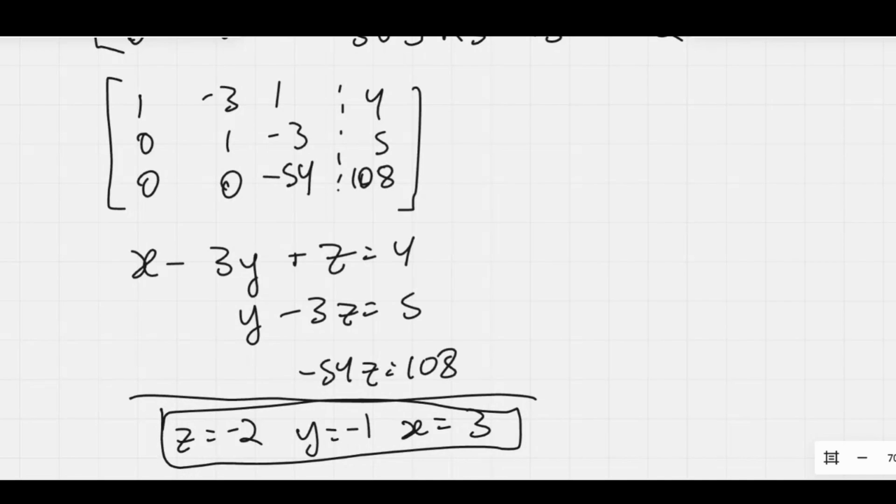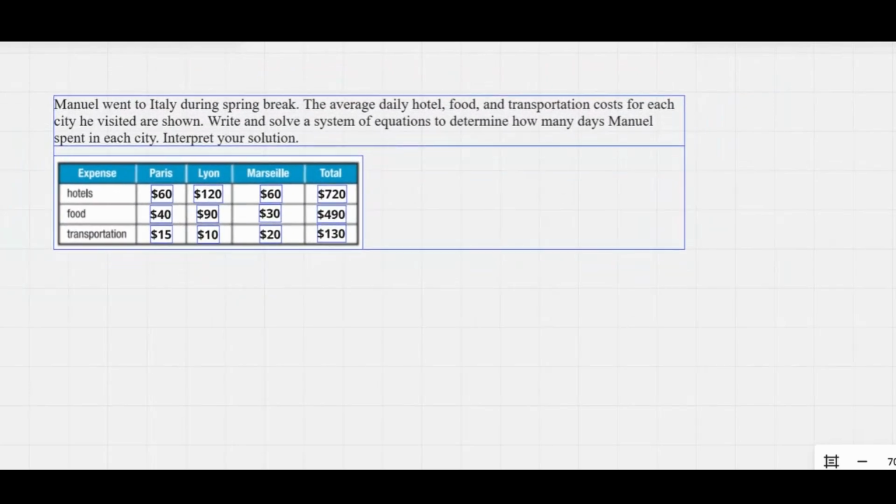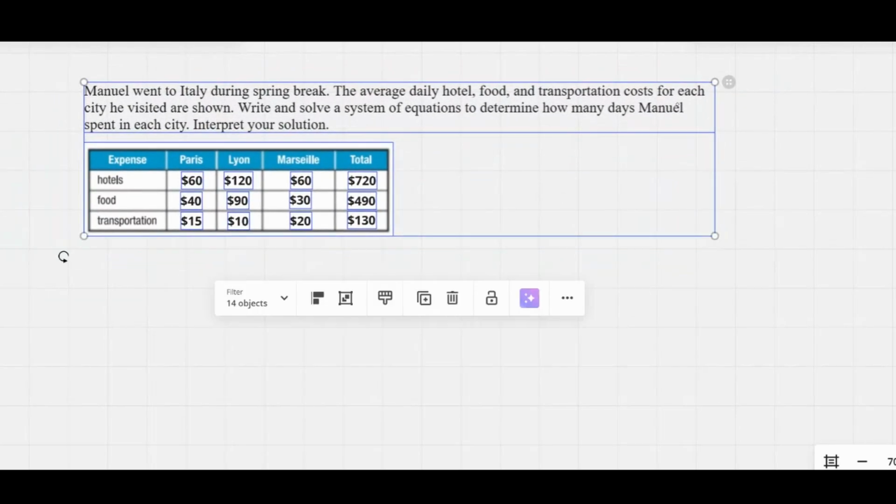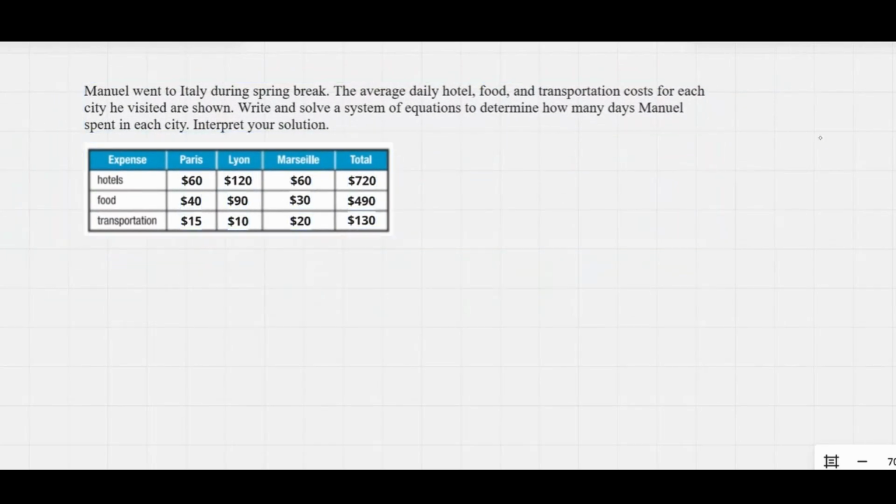Let's look at a real-world example of Gaussian elimination. All right, so we're told that Manuel went to Italy during spring break, and the average daily hotel, food, and transportation costs for each of the cities are listed below. Write and solve a system of equations to determine how many days Manuel spent in each city, and they're also asking us to interpret our solution.